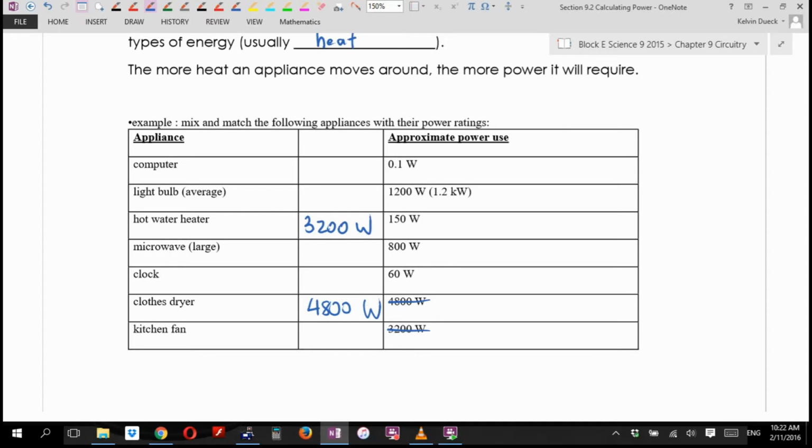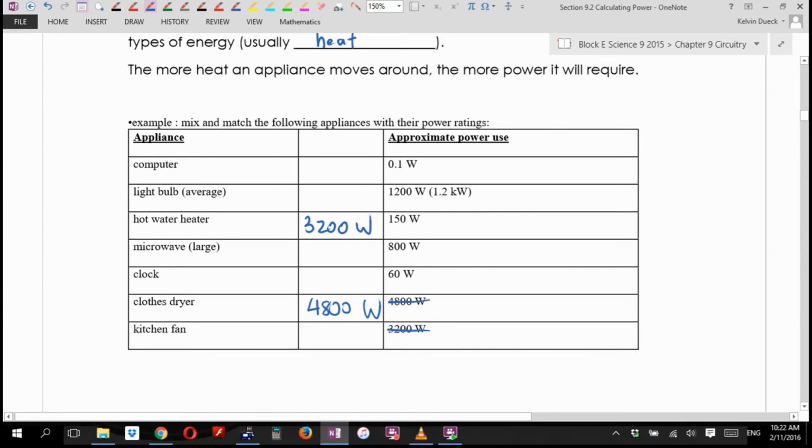Which of these uses the least power? And your hint is it can run off of a tiny battery for almost a whole year. Yeah, my little wall clock back there, I change the battery maybe every year, and it's only a little tiny one which doesn't have much charge.